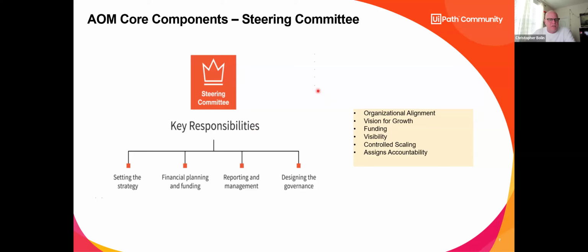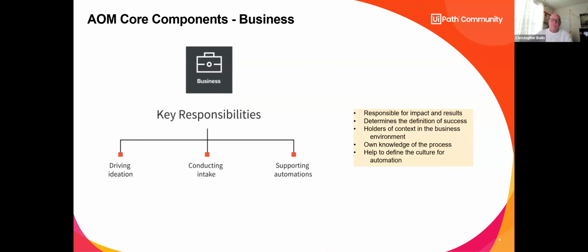That's the responsibility of your steering committee: setting the strategy, financial planning and funding, reporting and management, designing the governance. Governance is very important at a high level. At a more in the weeds level, the automation COE is going to be designing that governance. So let's go over into there and let's talk about what the business does.